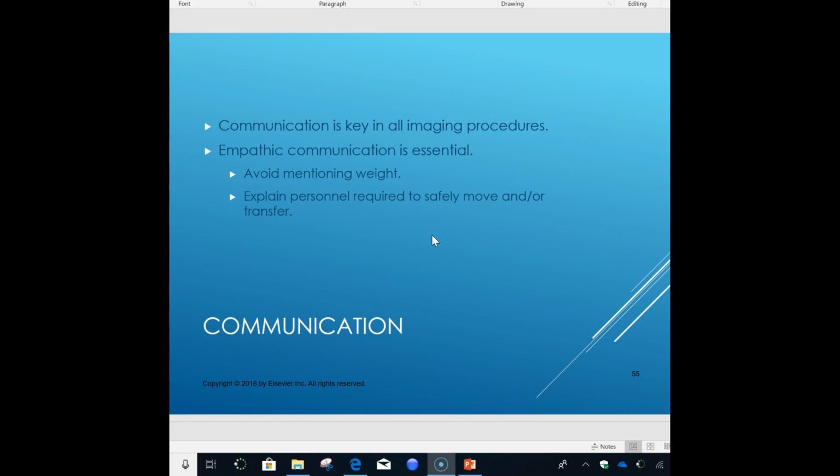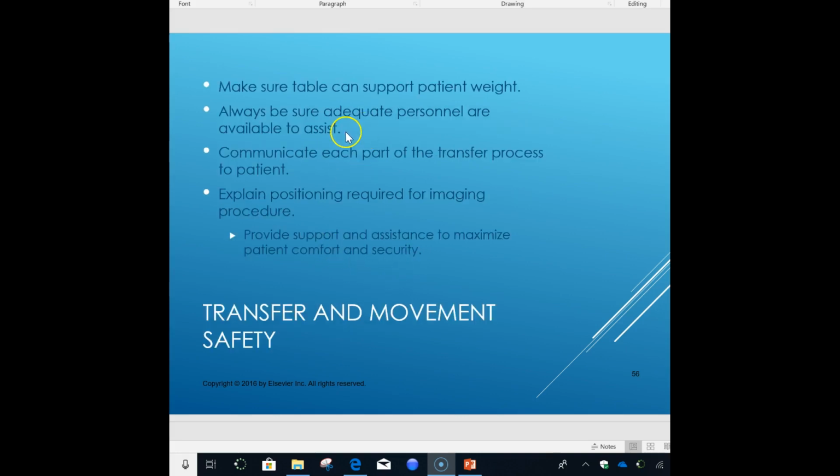Explain the personnel required to safely move and/or transfer. Make sure the table can support the patient's weight, and all tables should have indicated on them what the weight limit is. Generally, it's around 350 pounds. Some hold up to 500 to 600 pounds. Communicate each part of the transfer process to the patient. Explain the position required for imaging procedures, and provide support and assistance to maximize patient comfort and security.